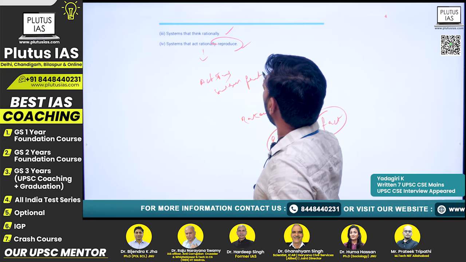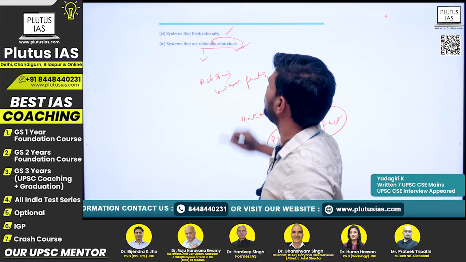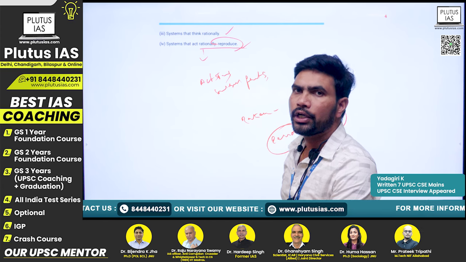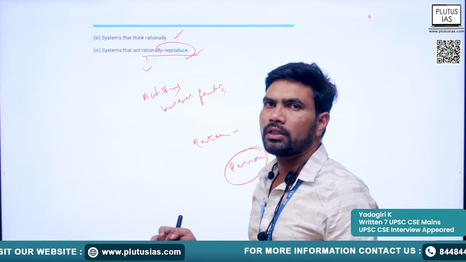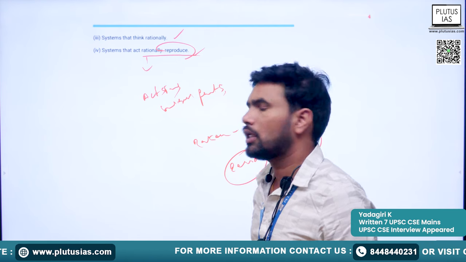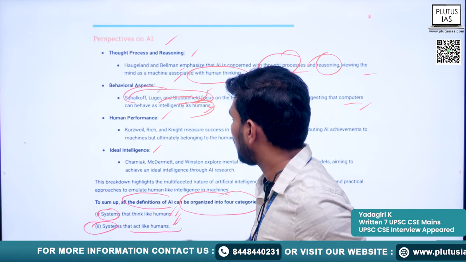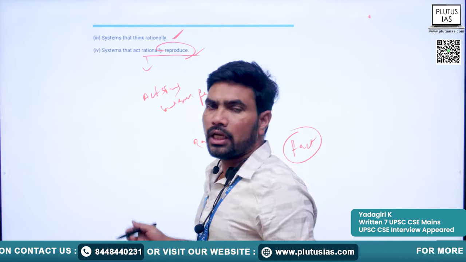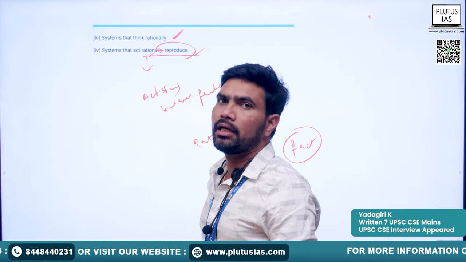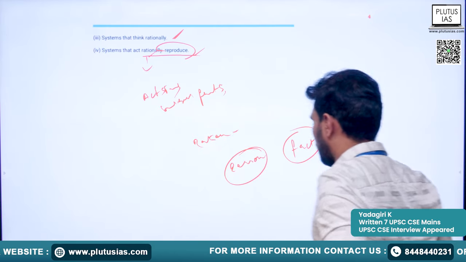Acting based on the fact, not on the assumptions. So there will be systems that act rationally and respond or reproduce. So these are the four components, or we can say four categories of artificial intelligence. Try to remember them: think like humans, act like humans, think rationally and act rationally. So these are the categories of artificial intelligence.